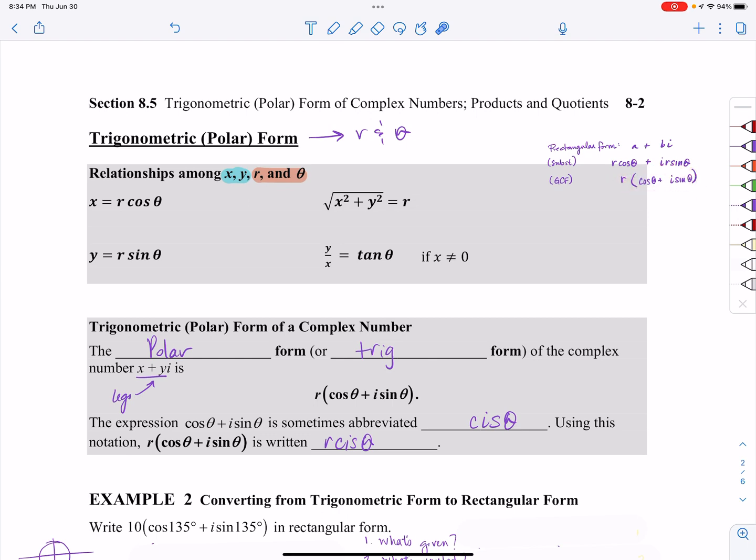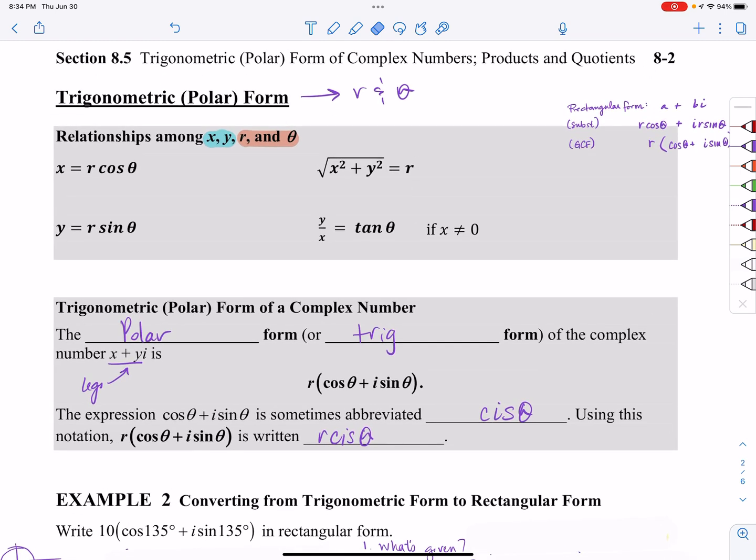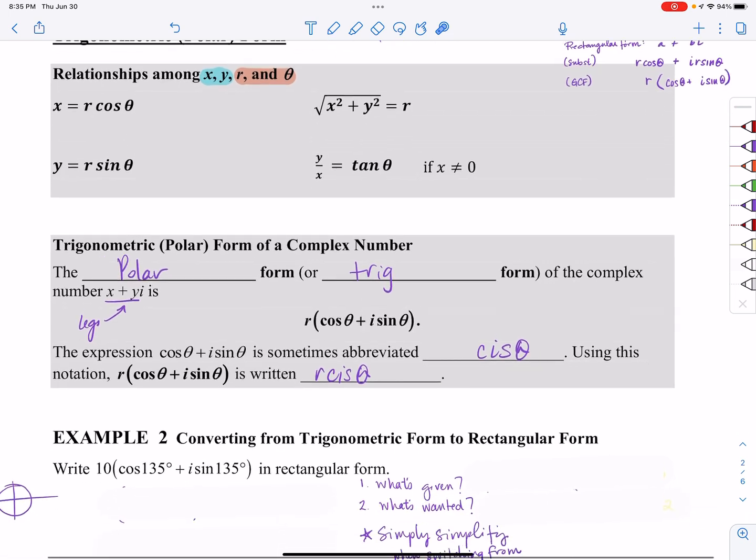Now, there is a shortcut, an abbreviation that we can use. Notice here that cosine plus i sine is sometimes abbreviated cis theta, C-I-S. Cosine i sine is what the abbreviation stands for. If I use this notation, then my polar form would be r cis theta. You do need to be comfortable with both the long version as well as the abbreviated version, because you will see both of those in my lab.